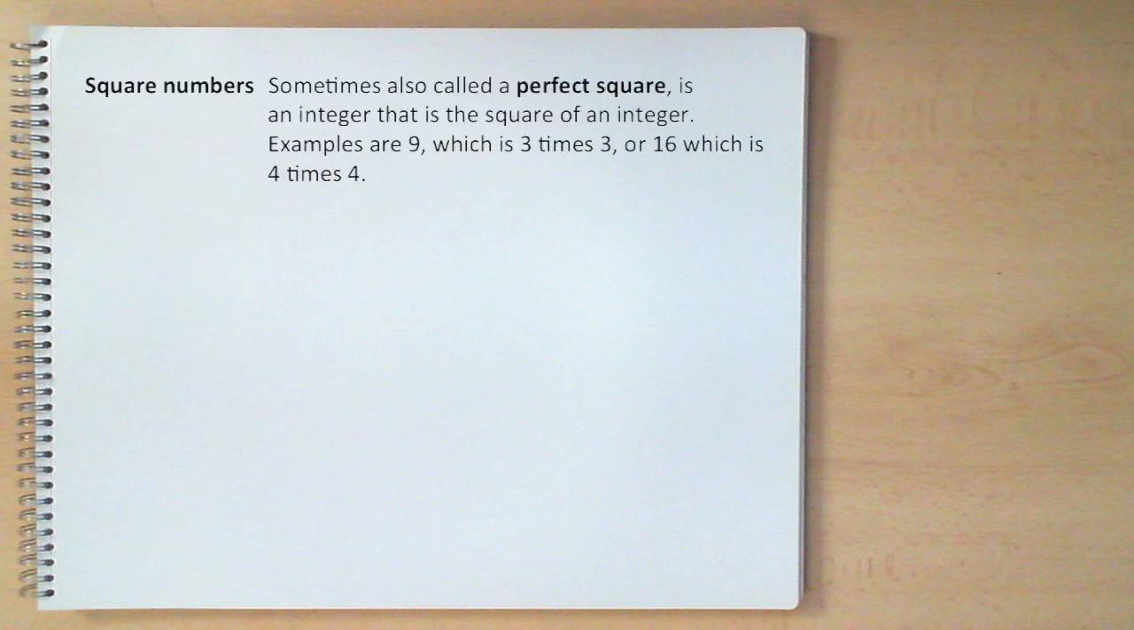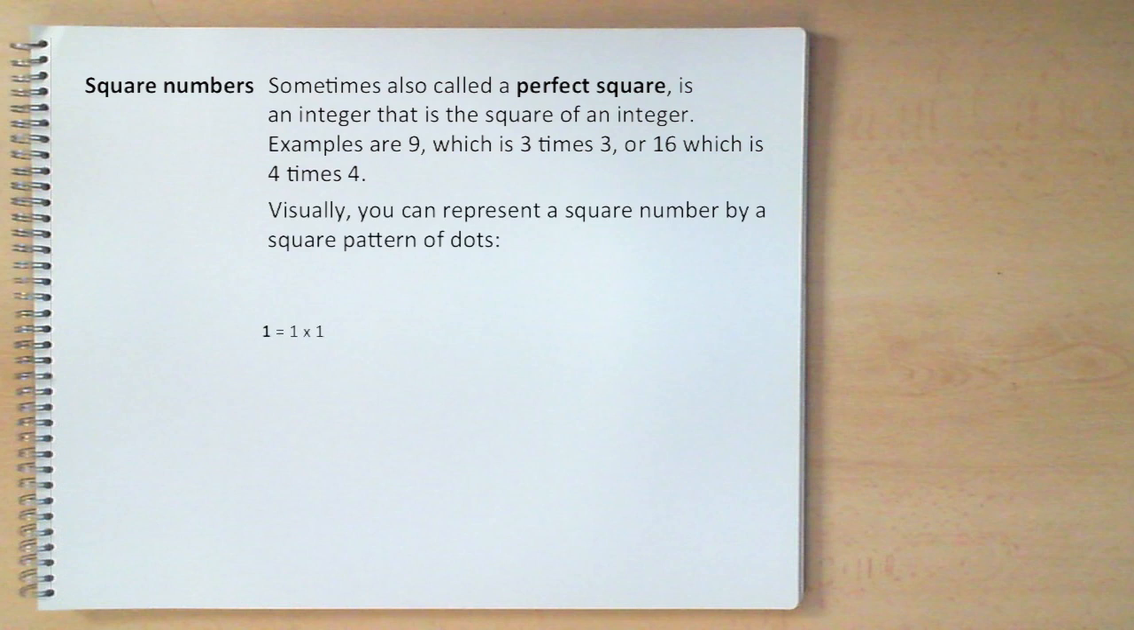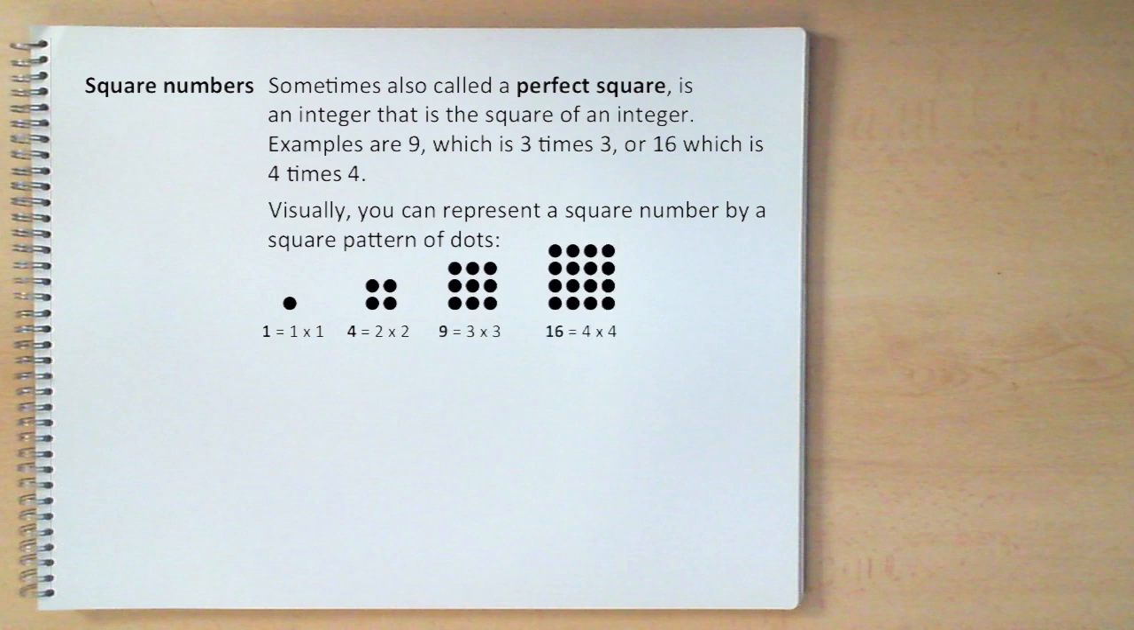Square numbers are very simply an integer times an integer. So what we get there is something we sometimes call a perfect square. Examples of this are 9, which is 3 times 3, 16, which is 4 times 4, and so on. Visually, we can look at this and see that if we can get a pattern of square dots out of a number, then that number is a perfect square. And it can therefore be described by the equation that the nth term is equal to n squared.